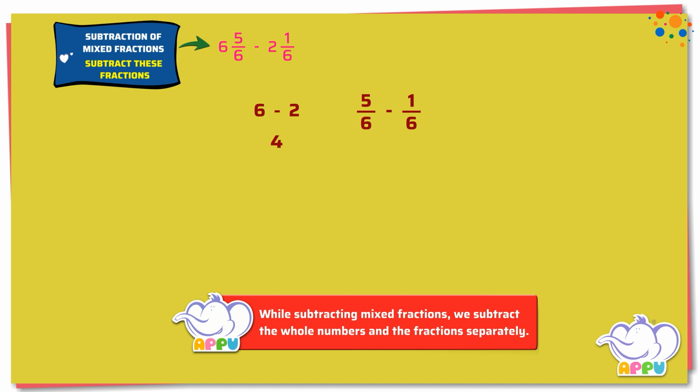We see that the denominators are the same for both the fractions. That is 6. We write the denominator as 6. And we subtract the numerators. 5 minus 1 equals 4. This is 4 by 6. So the answer is 4 by 6.